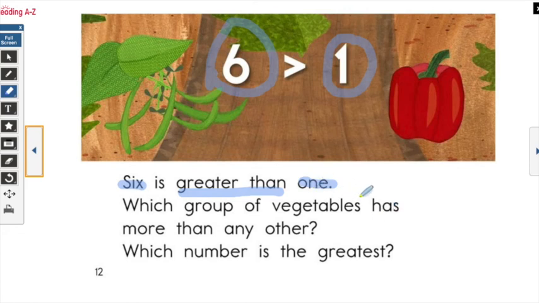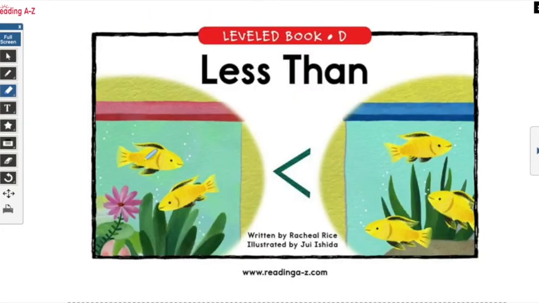Next, we're going to learn all about less than. We just learned all about the concept and the phrase greater than. Now we're going to learn how to use less than. We'll read the book Less Than, written by Rachel Rice, illustrated by G. Ishida.